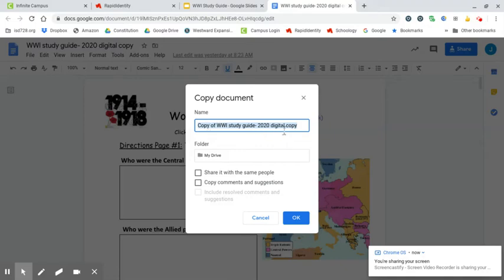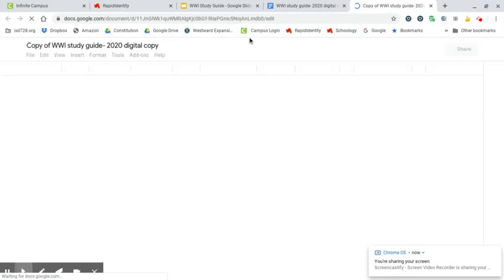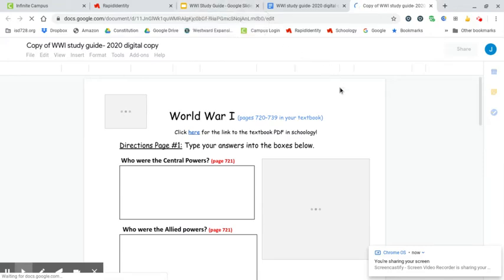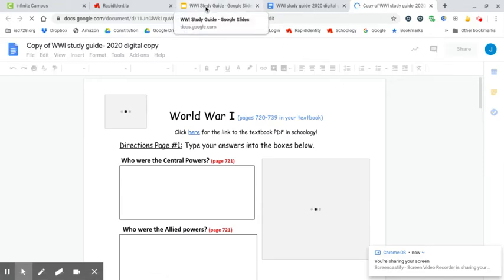All you need to do is make a copy, put it in your Google Drive. It automatically goes in there. I would not share it with anyone at this point, but hit OK and you will have your own copy to type on. If you prefer writing on the study guide, then you will have to have a printer to print it out with. And then, yes, you can handwrite however you want. Then you'll have to make sure you take a picture of each page of your study guide to turn in, and that'll get submitted in Schoology.